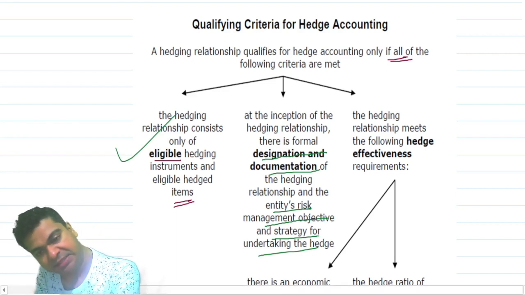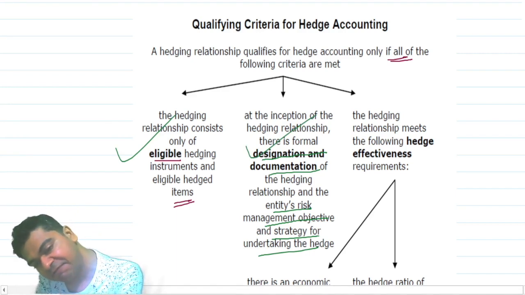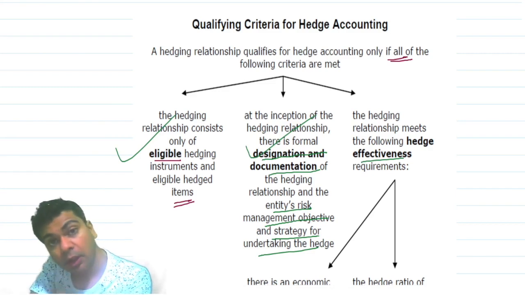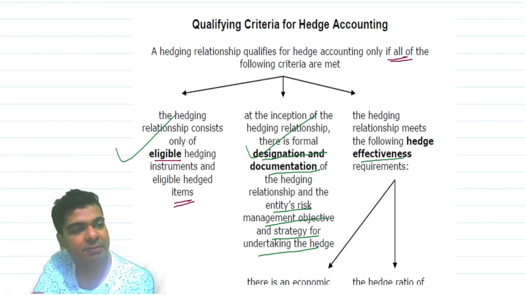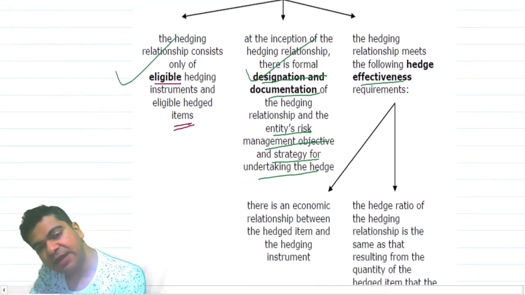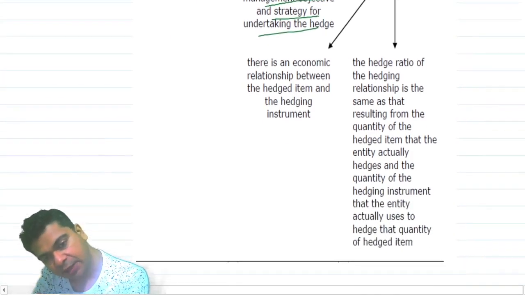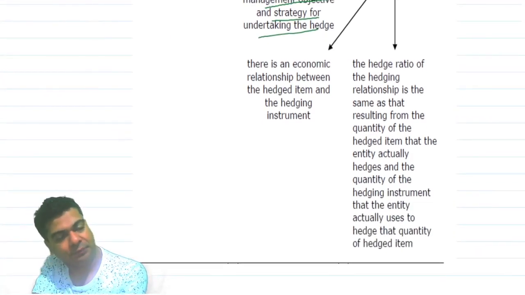And finally, they say the hedging relationship meets the following hedge effectiveness requirements. Your hedging should ultimately be effective. When can we say that the hedge is effective? Okay, two things should happen.